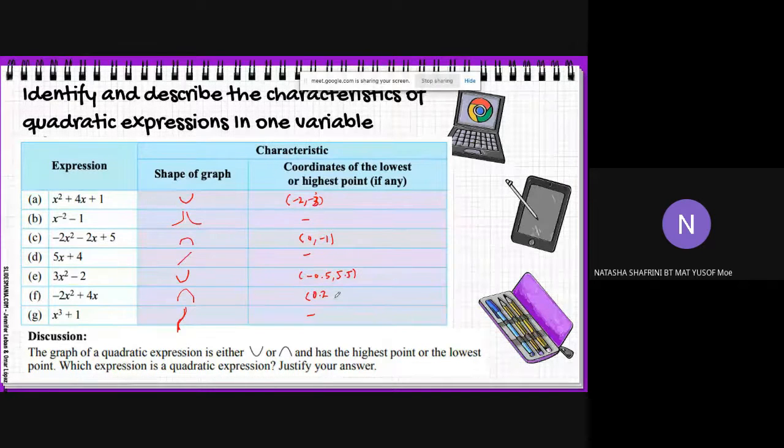Berapa? Sekali lagi F. C salah. C apa yang betul? -1 power 2 and 11 power 2. Negative 0.5, 5.5. Yeah. Betul? Okay. E. Zero, -2. F.